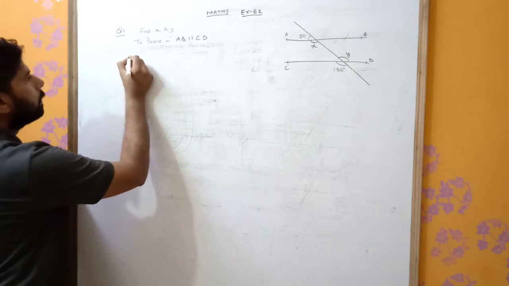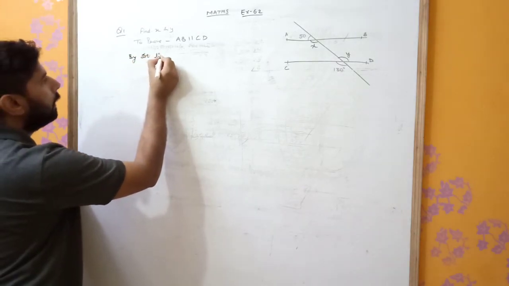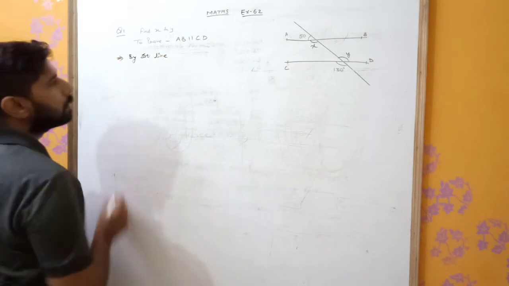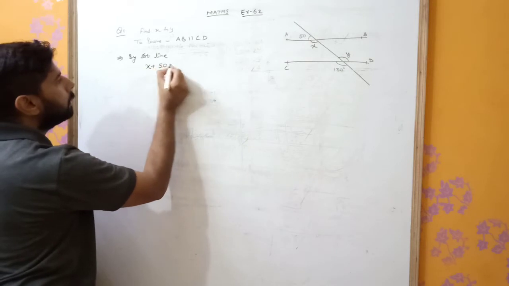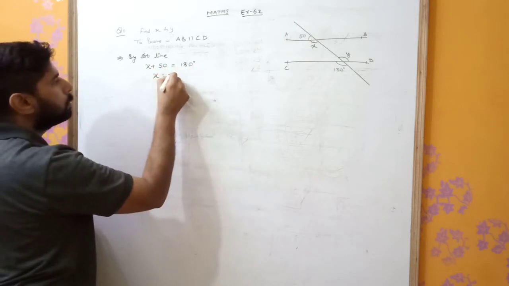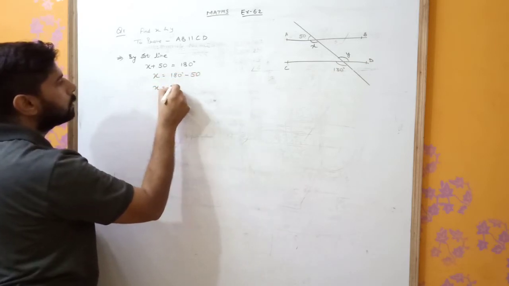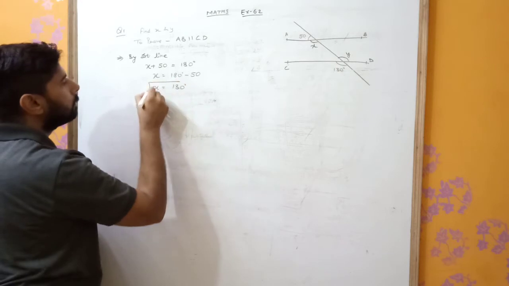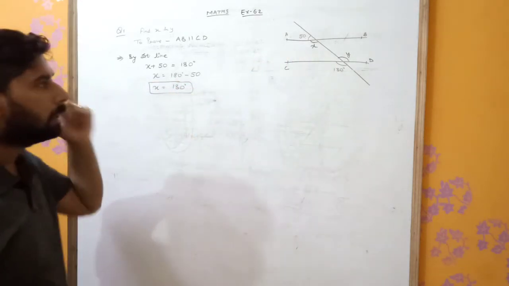So by a straight line, X plus 50 is equals to 180 degree. So X is equals to 180 minus 50, X is equals to 130 degree. First one we have found that X is 130.